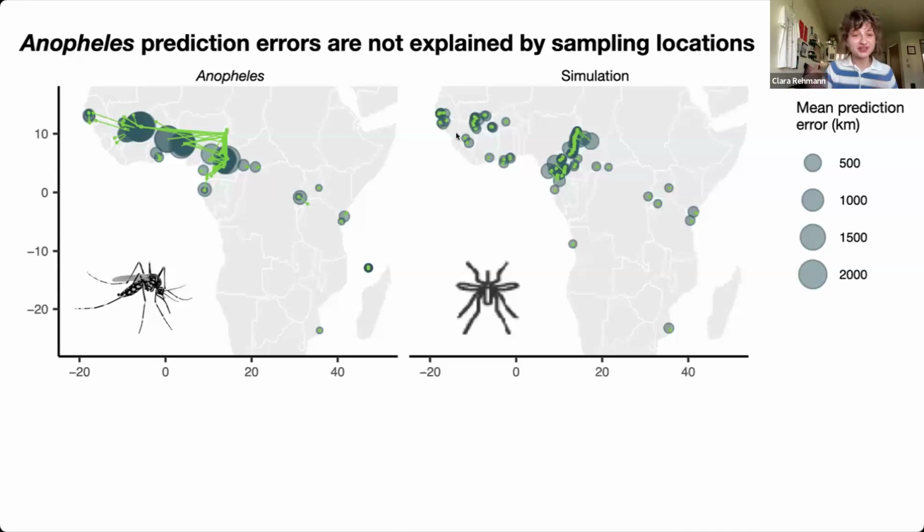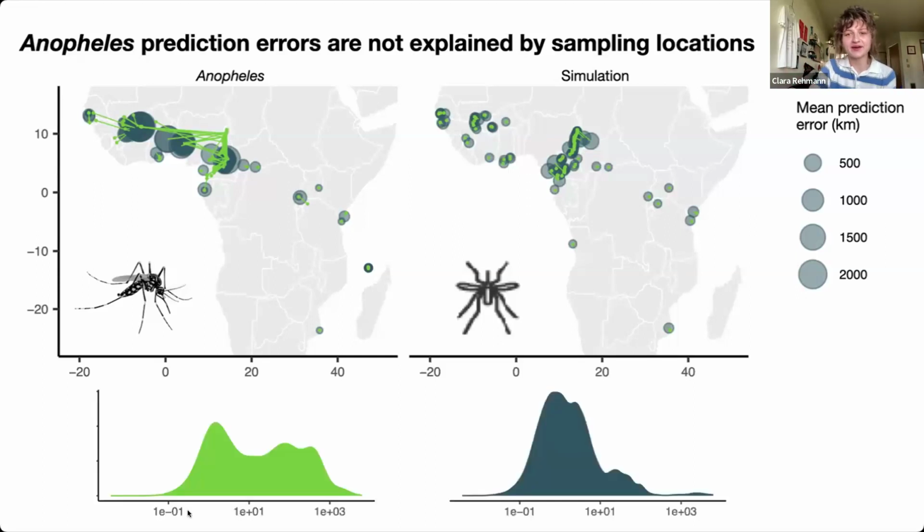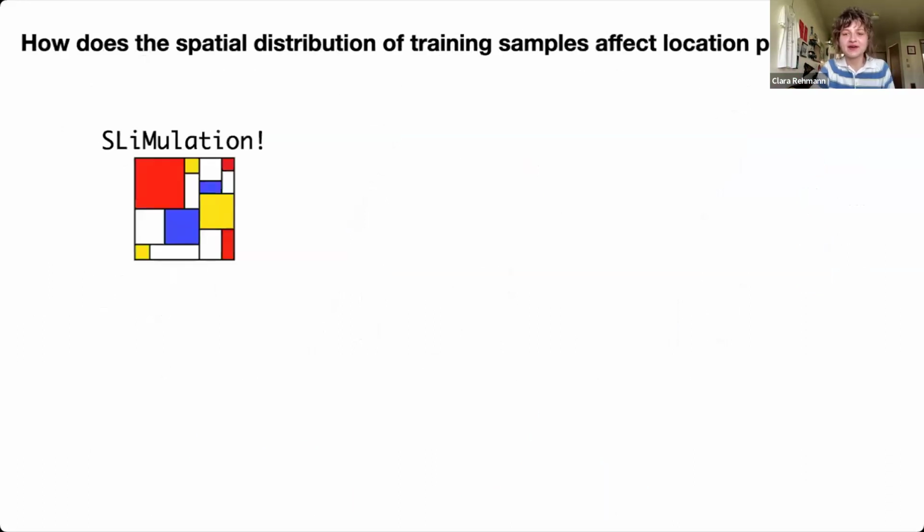We can see that the predictions are much more accurate in our simulated data set, particularly in West Africa, where we see those really big errors that we were worried about. We can also see very different distributions in terms of the magnitudes of prediction errors. So we feel pretty confident about what's going on with these predictions, but this is a method that we want to be applicable out of the box for all sorts of species, and so we needed to test the limits of prediction bias.